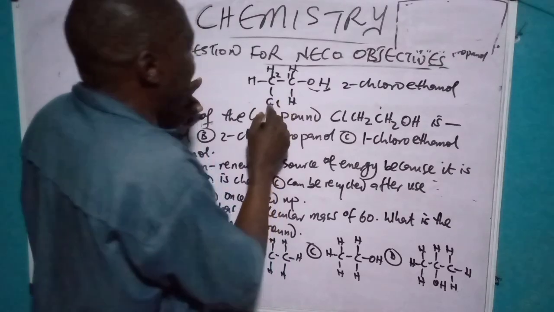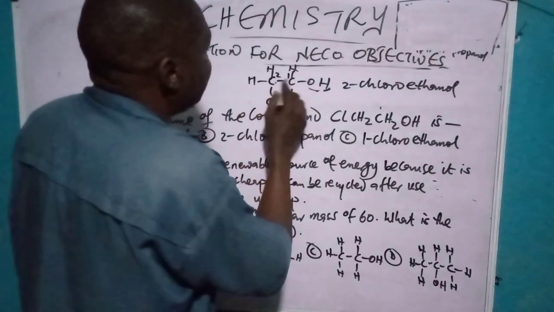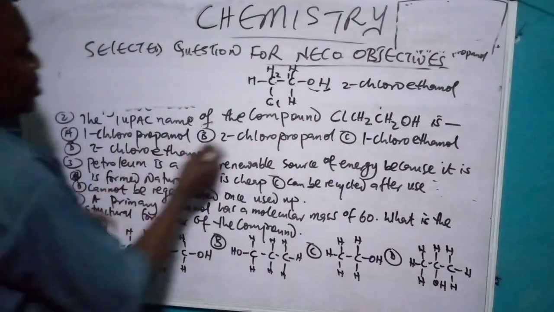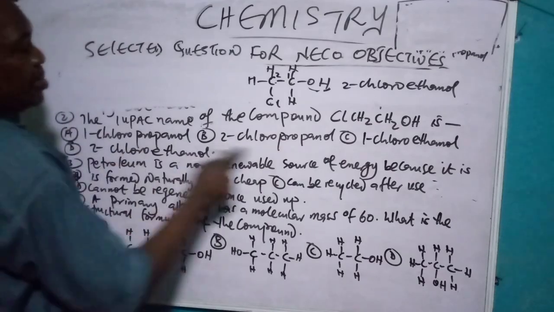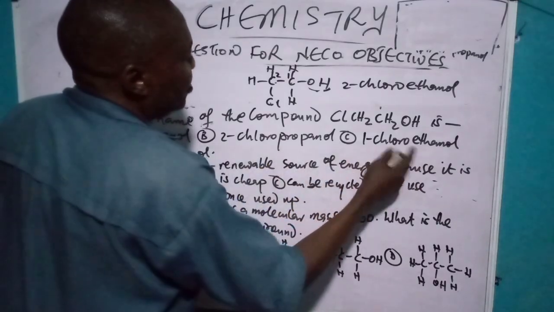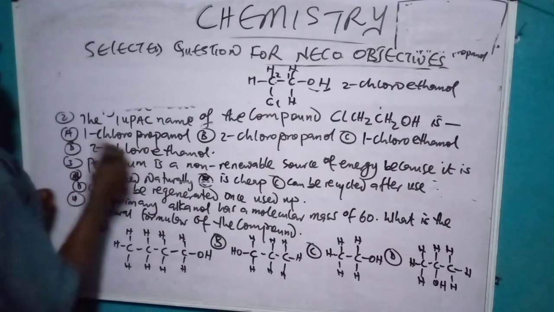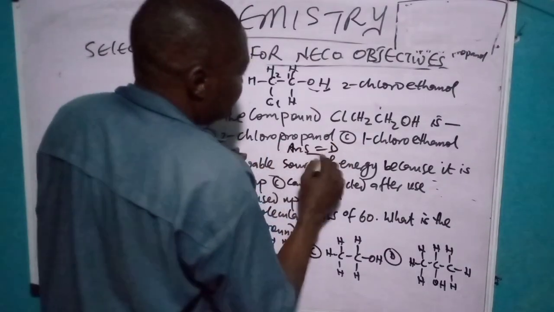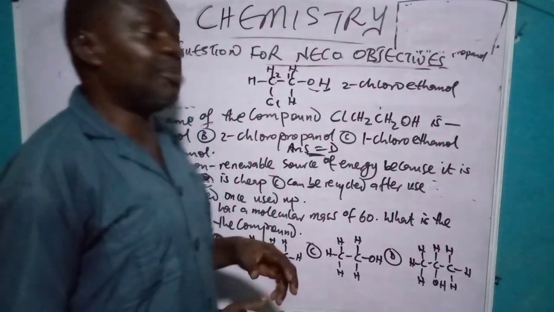At position 2, there is a chlorine atom. 2-chloro, from ethanol. Let's see. 2-chloropropanol? No. Propanol means it's 3 carbon atoms. 1-chloro? No. If it is at this position, then it can be this. 2-chloroethanol. So the option is D. Answer equals D, because the chlorine atom is at carbon 2.